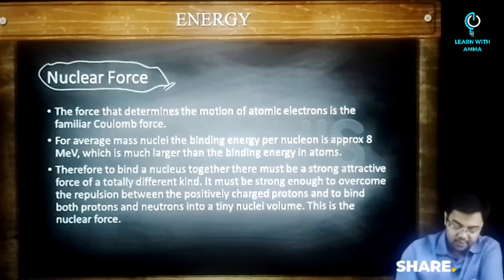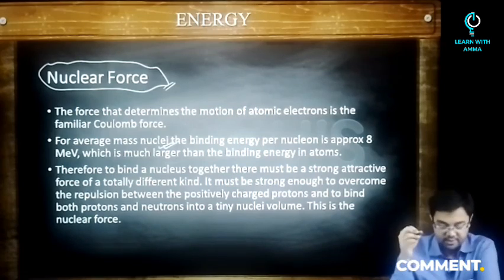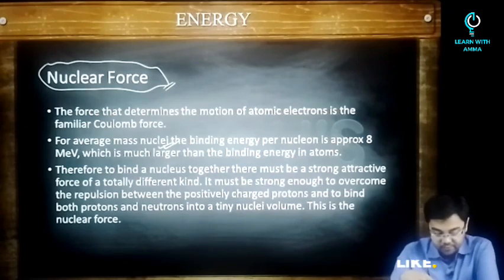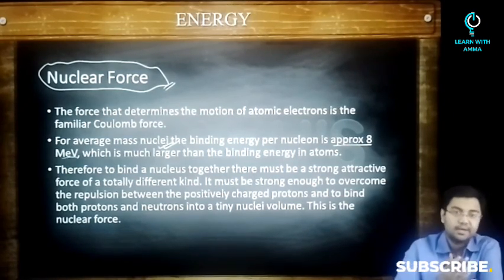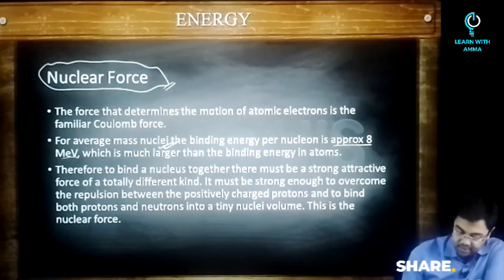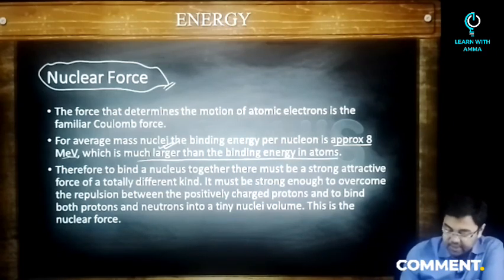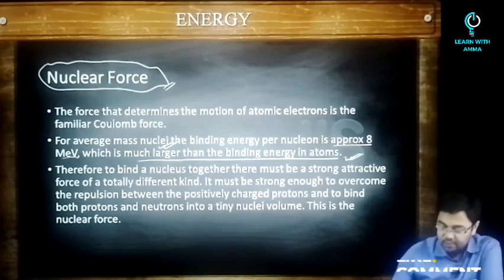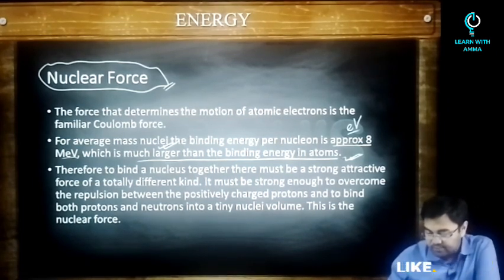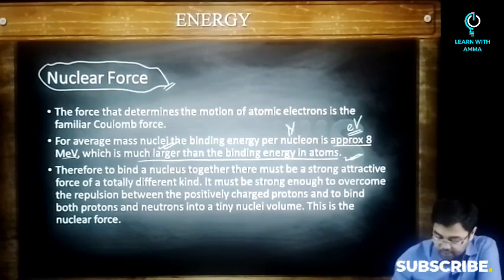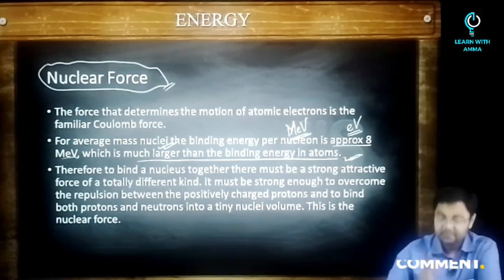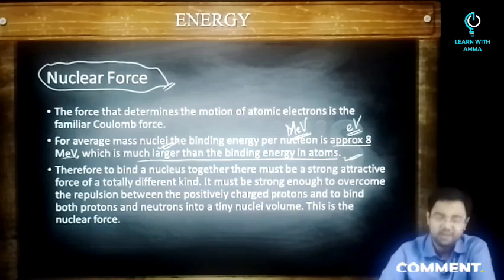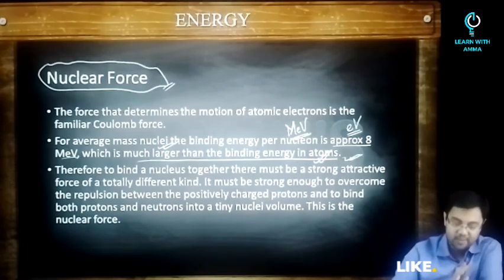Now, for an average mass nucleus, the binding energy per nucleon is approximately 8 mega electron volt. This is something that we have seen, which is much larger than the binding energy in atoms. When you look at atoms, it is in terms of electron volts. When you talk of nuclei, it is seen in terms of mega electron volts. So that's why there is a huge difference between the energy content of the atoms as compared to the nuclei.